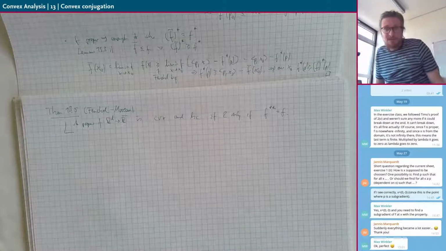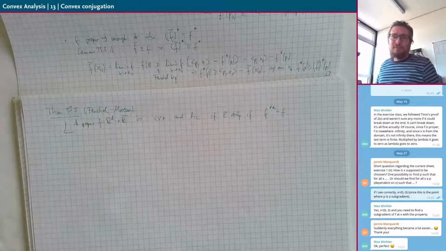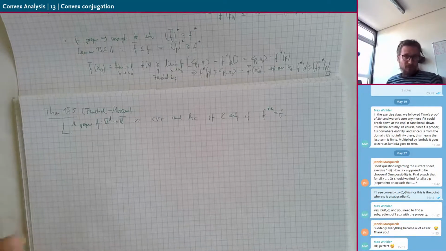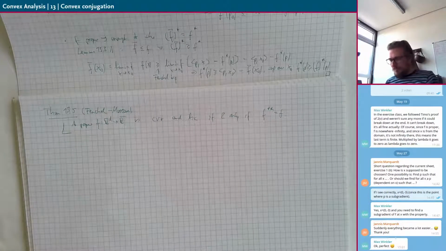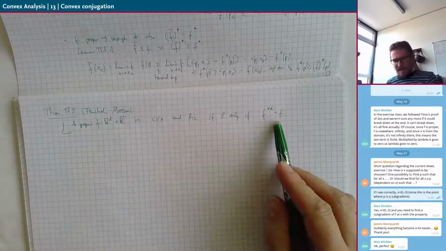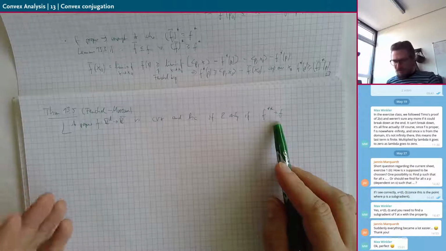Okay, so this explains what we've seen in the examples in the beginning, because we always observed this in the case of proper convex and lower semi-continuous functions, and the only case where we did not observe this, the function was not convex.